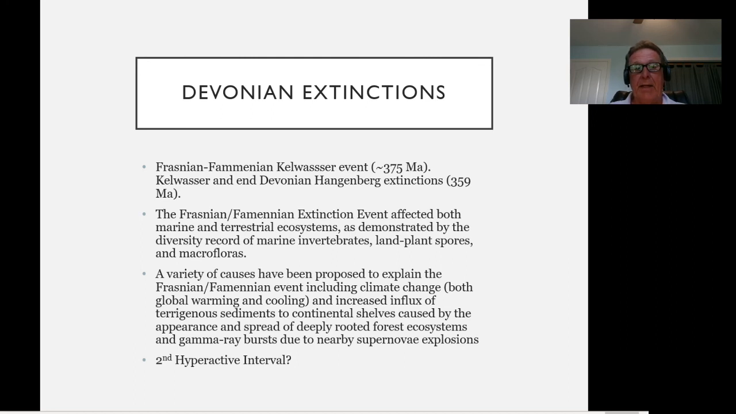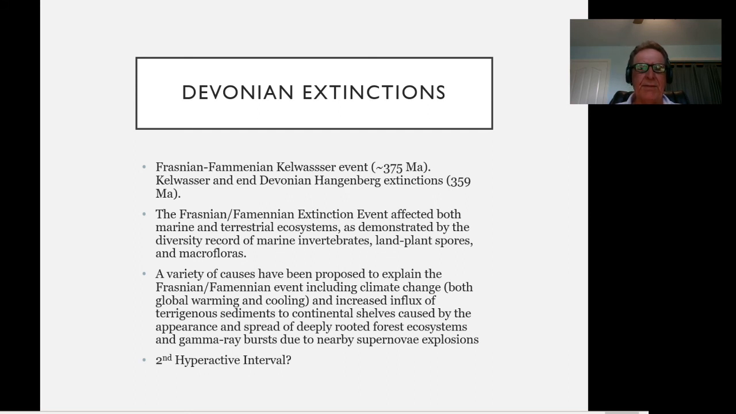Devonian. The Frasnian-Famennian extinction affected both marine and terrestrial ecosystems. If you look at the diversity of marine invertebrates, land plants, spores, and macroflora, you see this decrease in the diversity across the Frasnian-Famennian. And then when you couple that to the Hangenberg extinction, where you wipe out 80% of marine animals and up to 60% of land animals, this is one of those big five extinctions in Earth history.